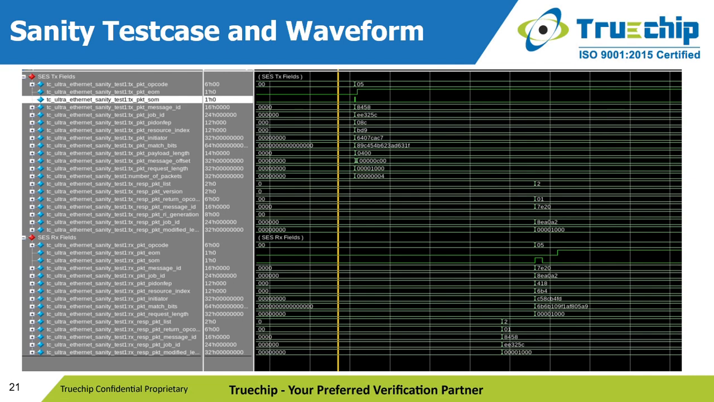Along with that, there are RX fields, where a packet is received based on the start of message and end of message. Along with the packet transmission and reception, there is response transmission and reception also. Here we can observe how response packets are transmitting and how the response packet reception is happening.